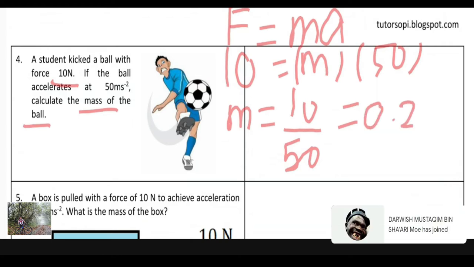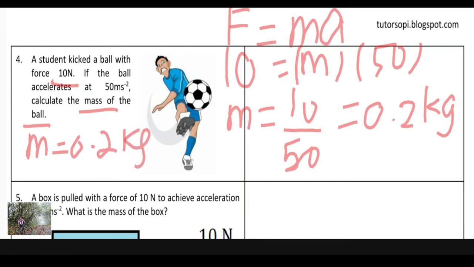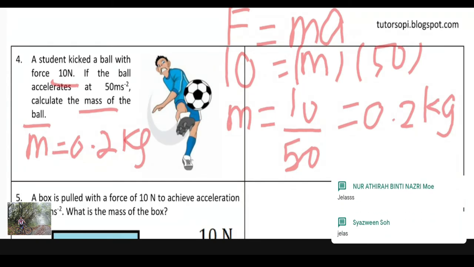Ingat, in physics, all the values should have the unit. So 0.2 kg. So M here is 0.2 kg. Okay, boleh? Jelas? Ha, tulis sikit. Kalau jelas, tulis jelas. Sebelum cikgu pergi ke next question, number 5, tulis komen pada ruang chat.